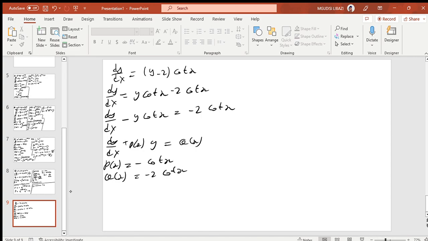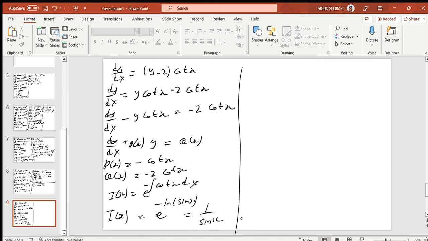So you can say now at this stage our integrating factor I of x is equal to e raised to integral of p of x, and our p of x is negative cotangent of x dx. We said integral of cotangent of x is natural logarithm of sine of x, so that means this will end up being e raised to natural logarithm of sine of x raised to negative 1, which is just 1 over sine of x.